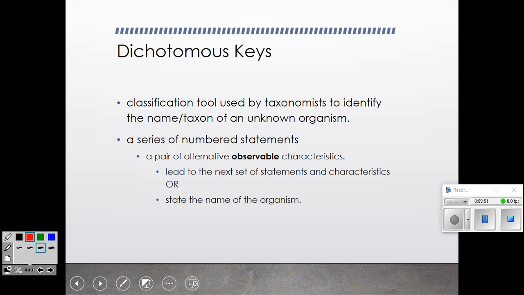So this first little bit is a description of what it is. So that you know, I'm giving you this description not because I'm going to ask you on a test what is the definition of a dichotomous key, I would ask you to make one or to use one. But if you don't know what it is, then it might be hard to make one. So it's a tool used by taxonomists, so people who study taxonomy, to identify the name, or sometimes if they want to be fancy, they'll call it the taxon, which is the group, of an unknown organism.